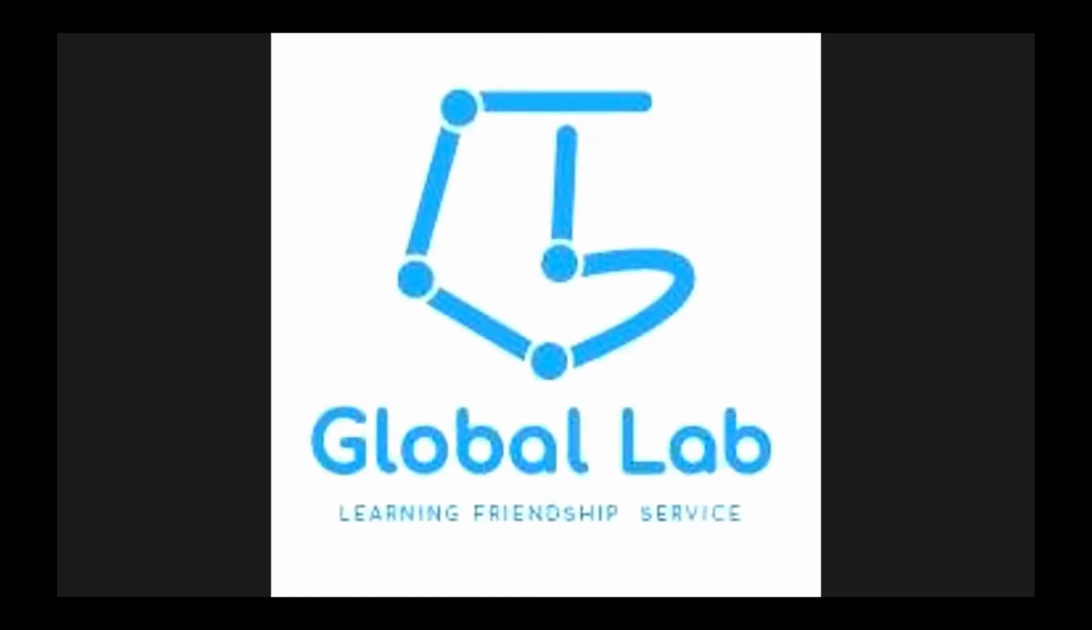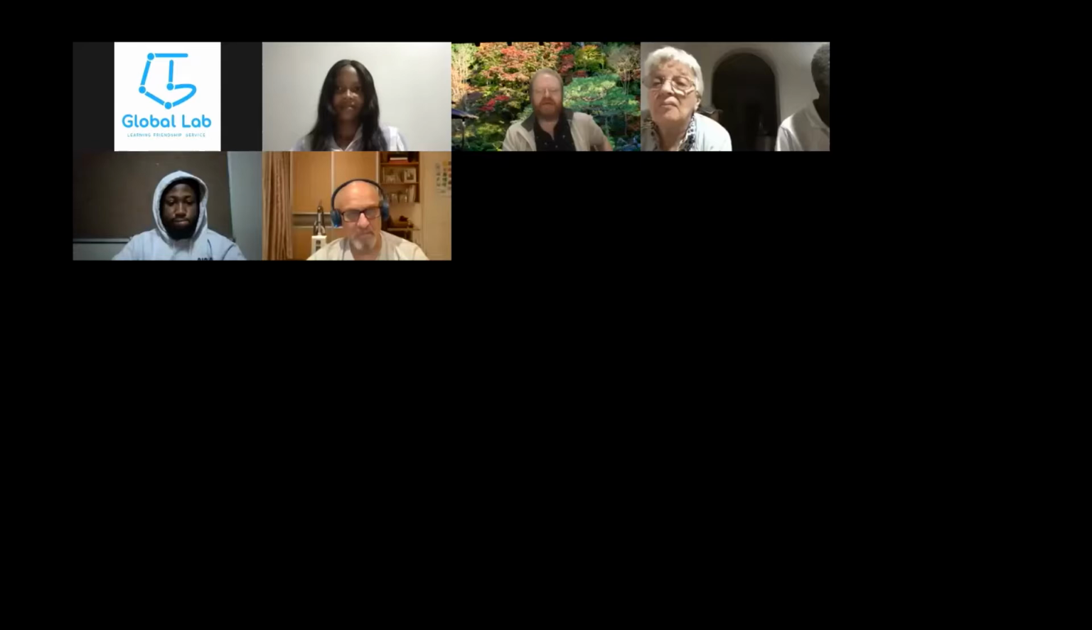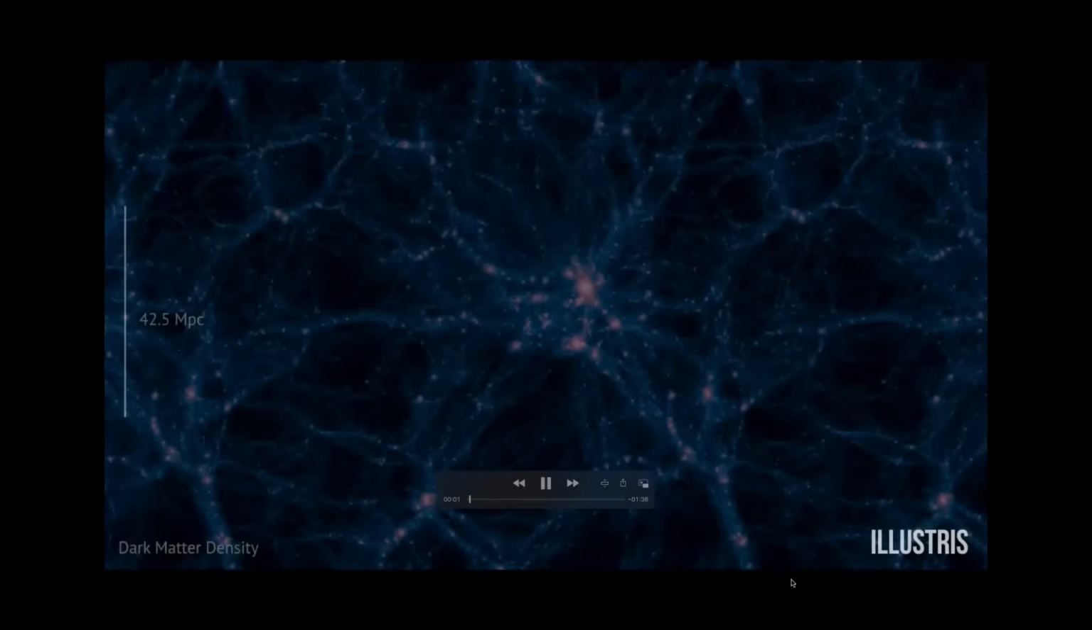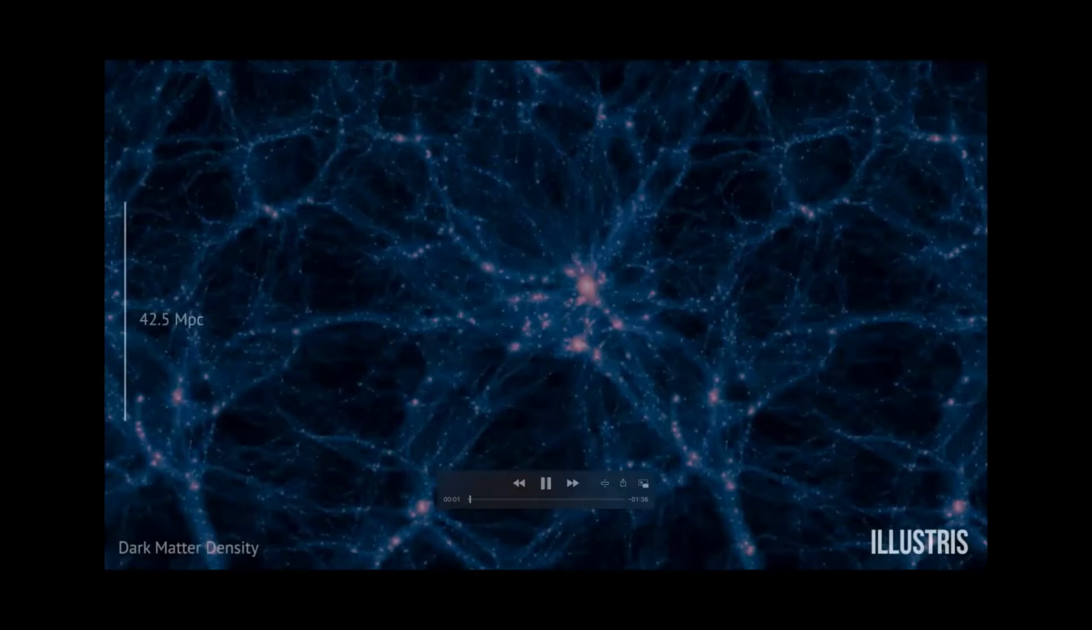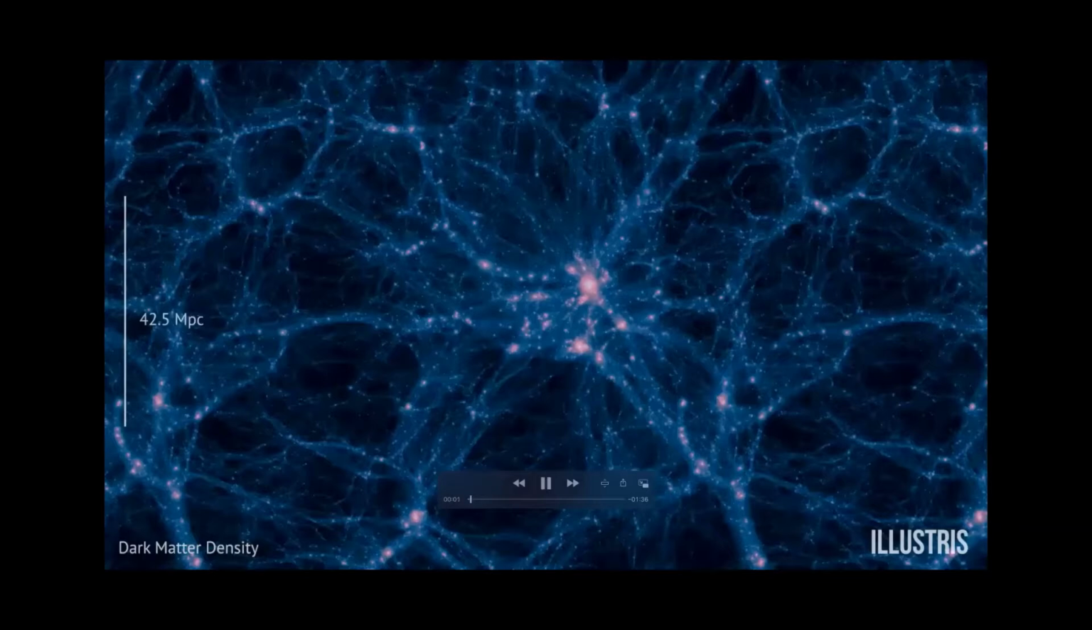Okay, so let me share my screen. So this is a simulation called the Illustris simulation. So this is a supercomputer simulating what we believe was happening in the early universe. And so you should see a simulation, and it's zooming in here. This is as they run the supercomputer for a long time until today. They track the density of matter, the temperature of the gas, the amount of dark matter, all these things. And now we're zooming in.